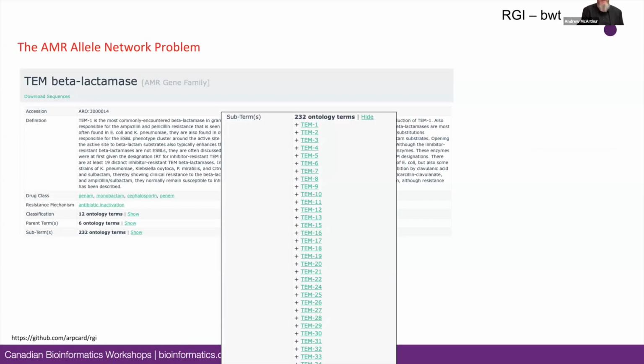So if you're doing anything in metagenomics or wastewater, I want you aware of what's called the allele network problem. This is a screenshot of the TEM beta-lactamases. This is a major family conferring resistance to beta-lactam antibiotics. And there are hundreds of variants, and each one gets its unique name. This is, again, an old slide. I think it's over 400 now.